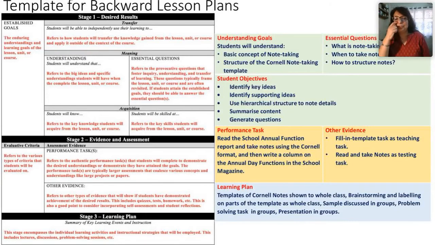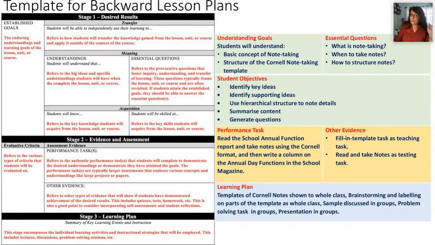This third stage is the activities, where I will actually give them a Cornell note format, and then we will brainstorm, we will do some labeling, we will discuss the samples, and we will make some presentations. So these are my classroom activities. So this comes right at the end, mind you. This is where I have planned my assessment. This is where I am planning my learning outcomes and my objectives, which I just showed you how to do.